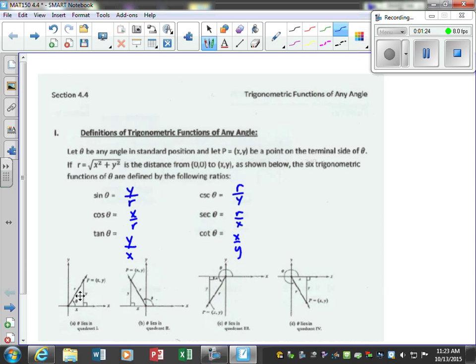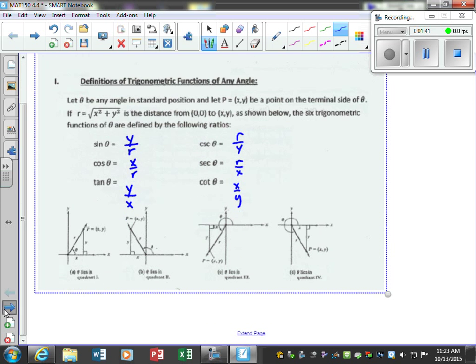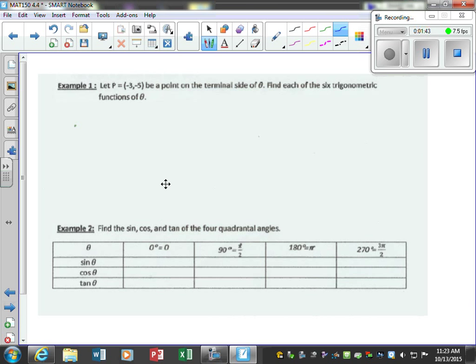And basically this is just some pictures to say that this angle theta is in quadrant 1, this angle theta is in quadrant 2, quadrant 3, quadrant 4. So it just shows you the different locations of a particular point. Now, let's see an example.